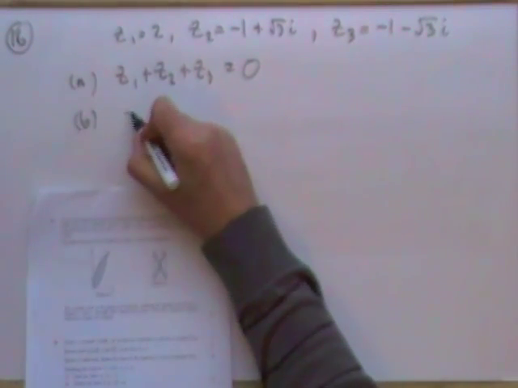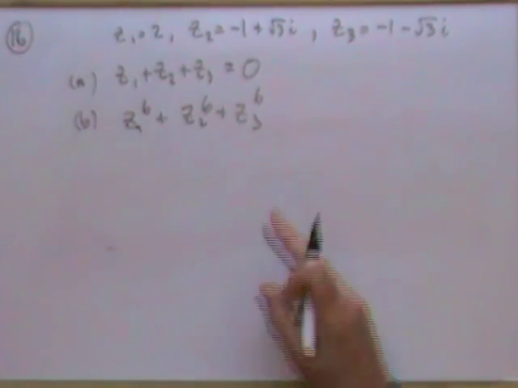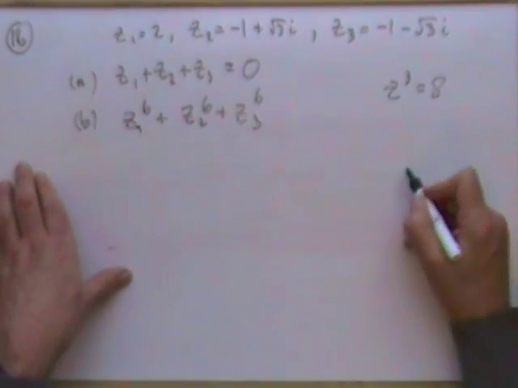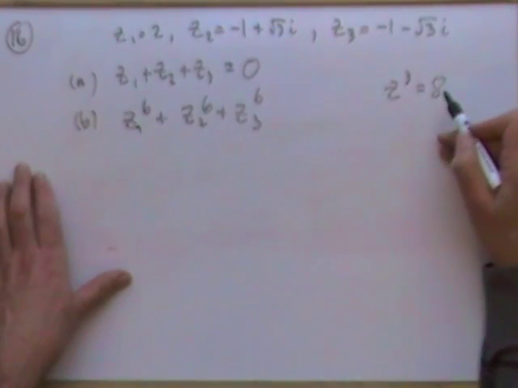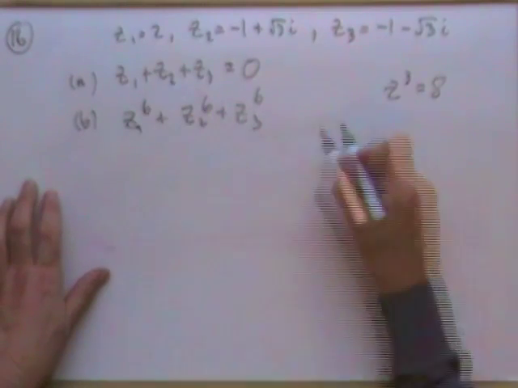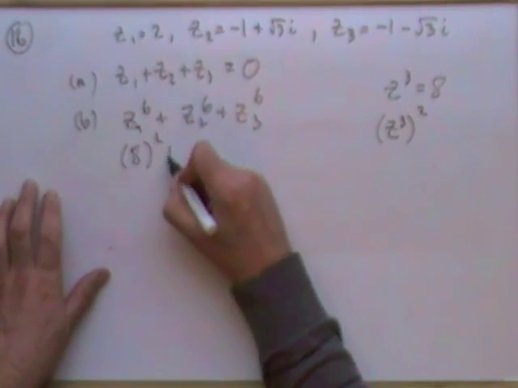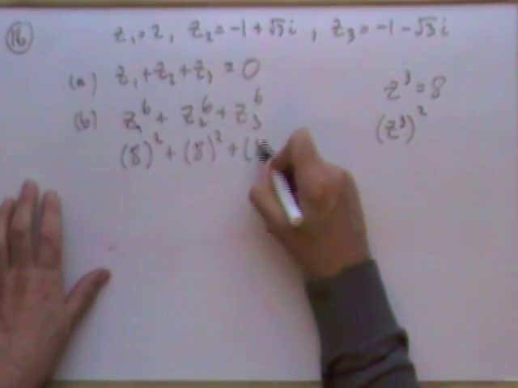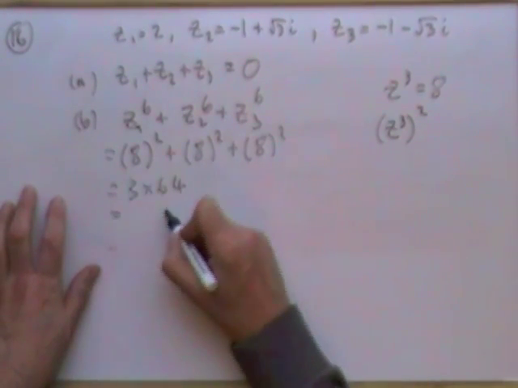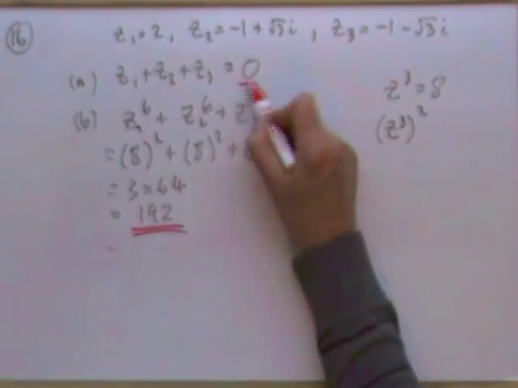B, obtain the value of z1 to the 6 plus z2 to the 6 plus z3 to the 6. Well, these are the roots of the equation z cubed equals 8, which means each of these cubed equals 8. So if you've got z1 to the power 6, that's z cubed squared. So there, you've got 8 squared, 8 squared, 8 squared. So that's just going to be 3 lots of 64, 192. There's the answer to that part.